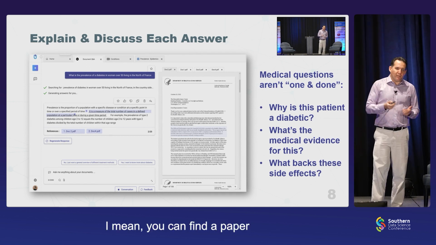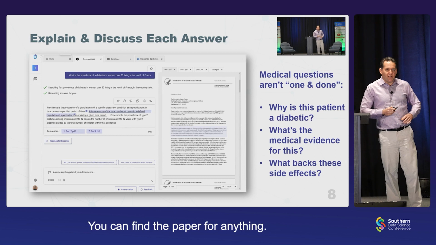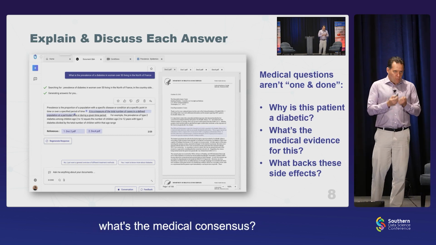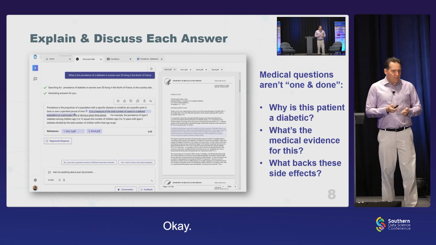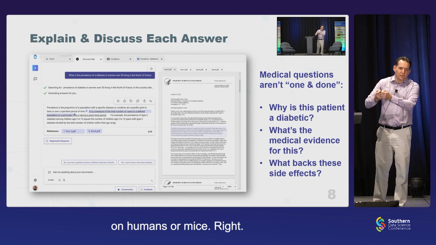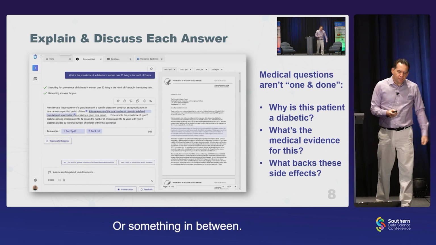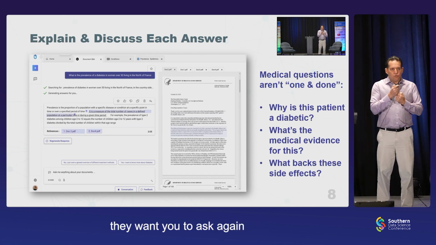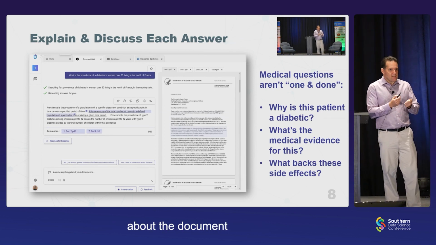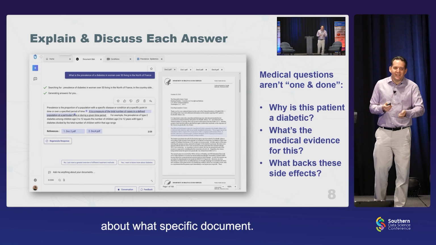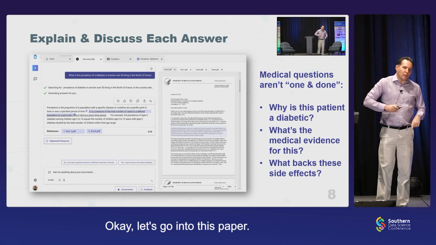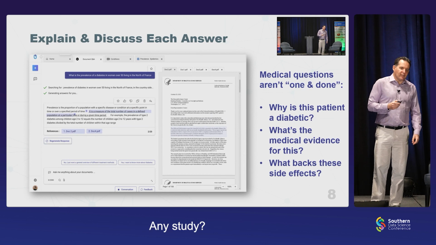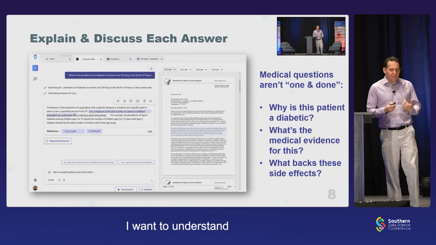Because honestly, you can find a paper that says that vitamin C cures cancer, right? You can find a paper for anything. I want to know what's the medical consensus. I want to know if this was a study on humans or mice, or something in between. So very often, people ask a question, but then they want you to ask again about the definitions, about the document, and then ask about a specific document. Okay, let's go into this paper. How many patients did they have in this study? What was the metric they used? I want to understand if I can trust it.